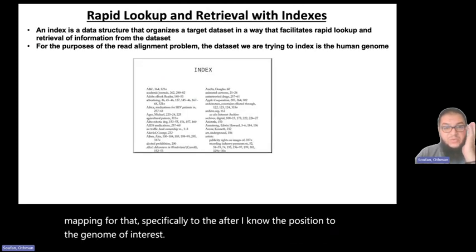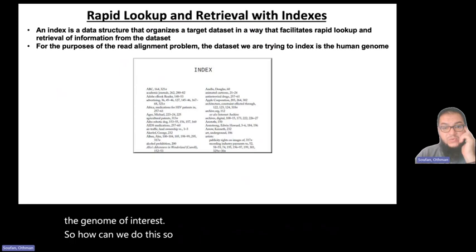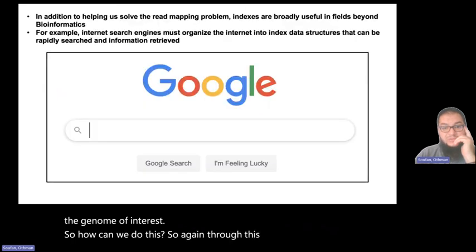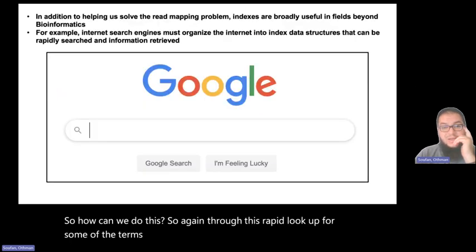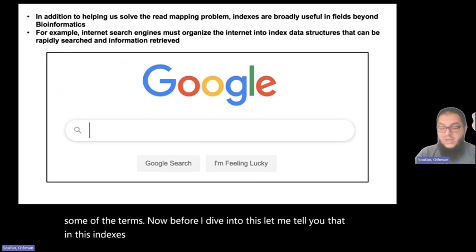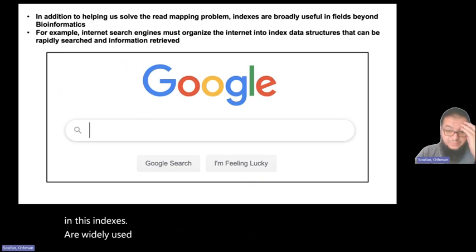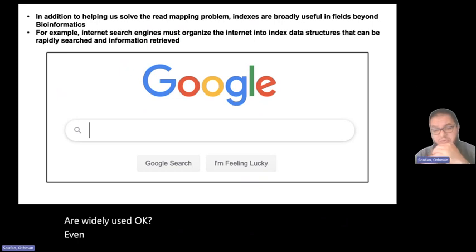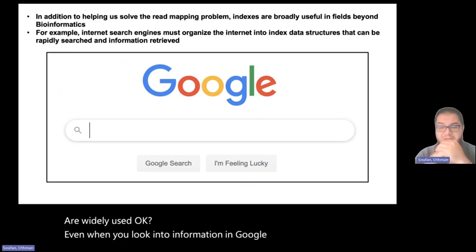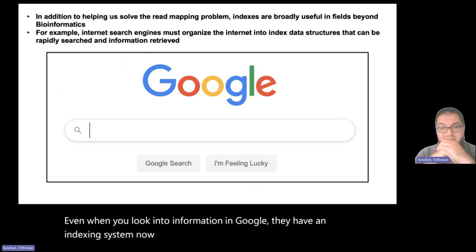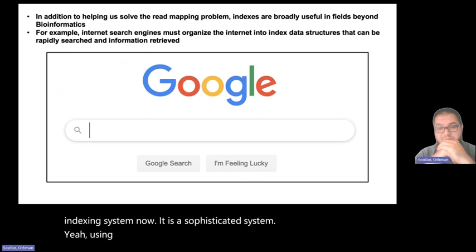So how can we do this? Again, through rapid lookup for some of the terms. Now, before I dive into this, let me tell you that indexes are widely used. Even when you look up information in Google, they have an indexing system. It is a sophisticated system using many servers, but of course they are using a very efficient indexing system.